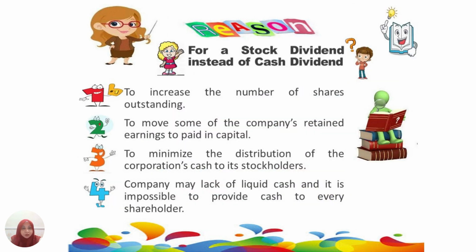Reasons for a stock dividend instead of cash dividend. First, to increase the number of shares outstanding. Second, to move some of the company's retained earnings to paid-in capital. Third, to minimize the distribution of the corporation's cash to its stockholders. Fourth, the company may lack liquid cash and it is impossible to provide cash to every shareholder.